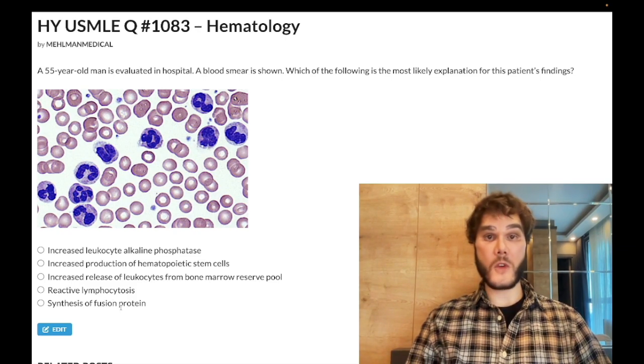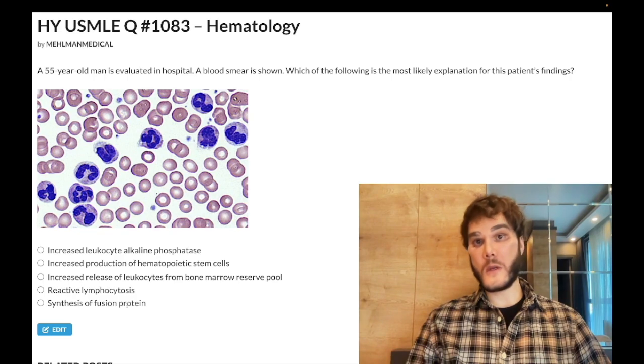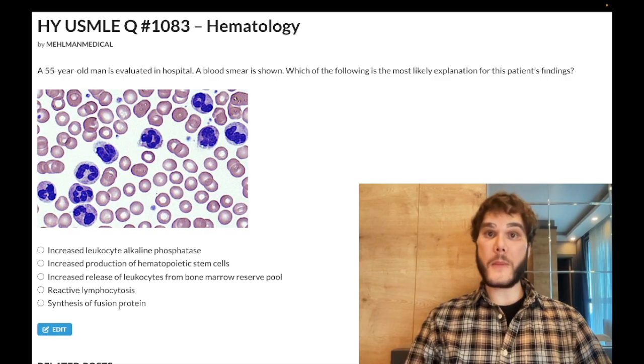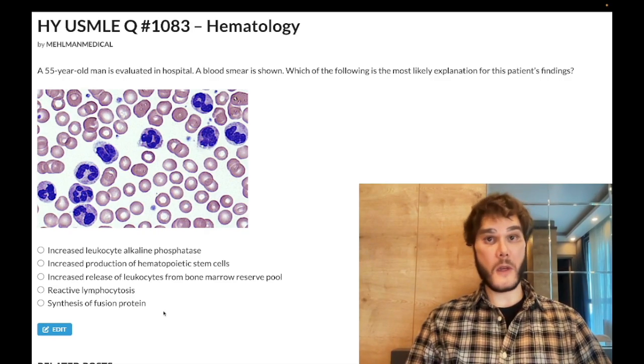Choice C, synthesis fusion protein, wrong answer. Exceedingly high yield for CML. Chronic myelogenous leukemia, 9;22 translocation, BCR-ABL. It forms an oncogenic tyrosine kinase. And I've talked about how the NBME can write that as fusion protein. I really don't know what to tell you, okay? It's a buzzy answer choice for CML, okay?